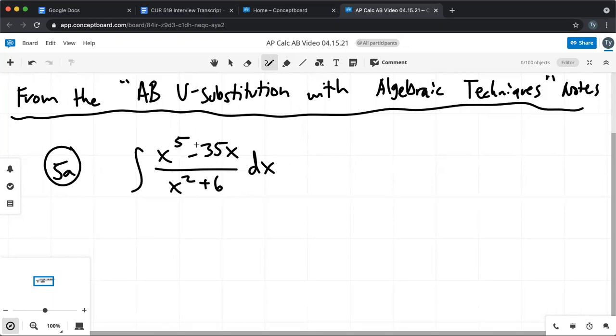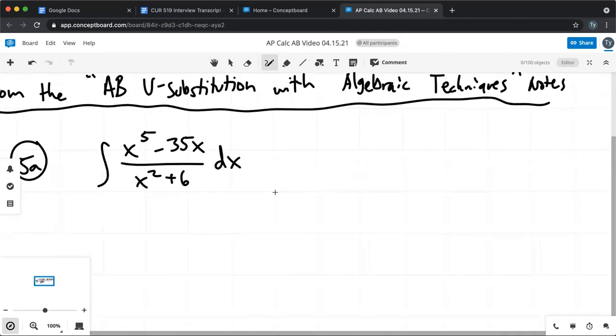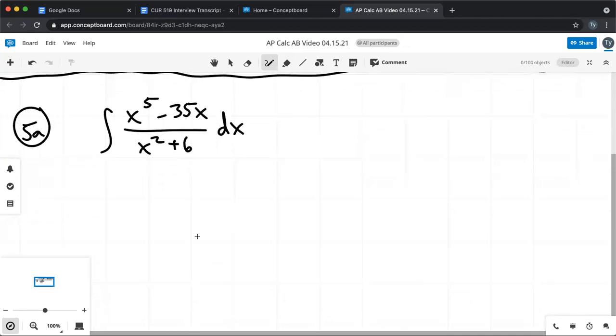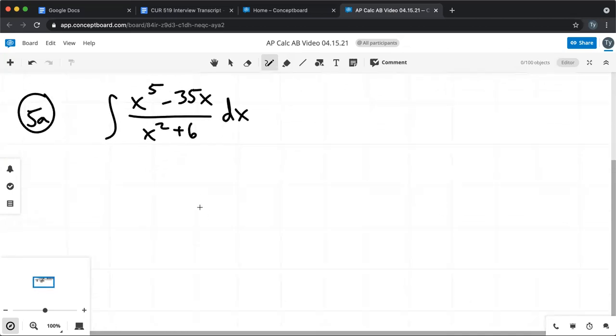Similarly, if we choose the top to be u, and we take its derivative to get our du, we do not get an x squared term, we get an x to the 4th term. So we can't immediately use U-substitution. What do we do? What you want to do for these kinds of polynomial problems when you have a division is actually do the division. So this will be a quick review of polynomial long division.